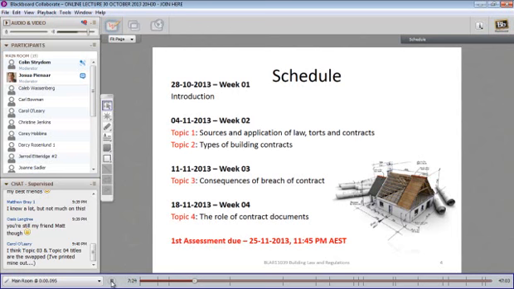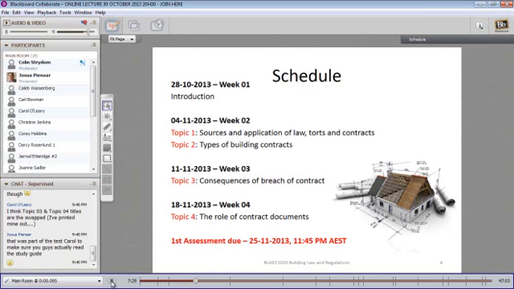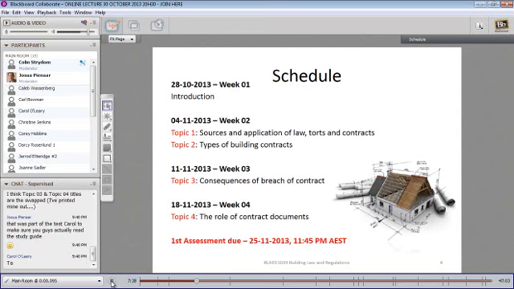Before I go on, just seeing Carol, you saying about topics 3 and 4 being swapped. I'll just have a look and make sure on that. I'll just carry on. We'll have a look at it at some stage. Topic 3 is the consequences of breach of contract. Oh, you're right. Sorry, Carol, you're right. I'm having a look at my notes here, and you are right. Those two are swapped around.